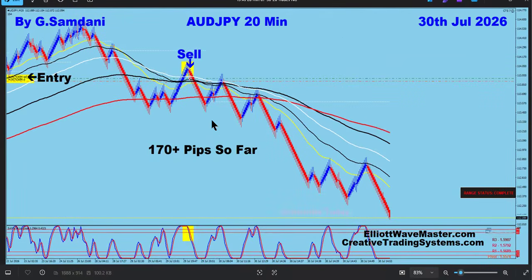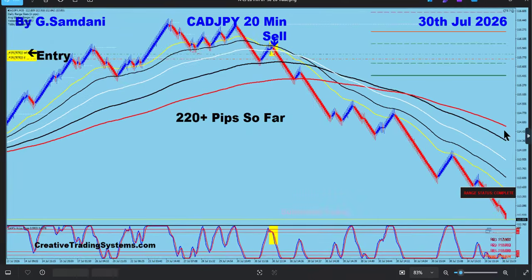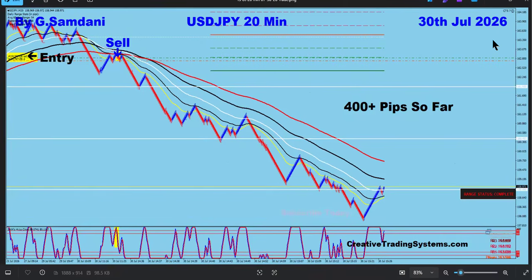Aussie yen coming down here, 175. This is after the intervention, right? So now you start seeing what happened after the intervention. 170 pip, CAD yen 220 pip to the downside, all the way, beautiful entry. And all of these entries were taken by the CTS7 EA, auto trading robot. You can have that as well, very easy, right? Learn the system, how to use it, when to use this CTS7, and then apply that, put it on the chart, and it will do the rest.